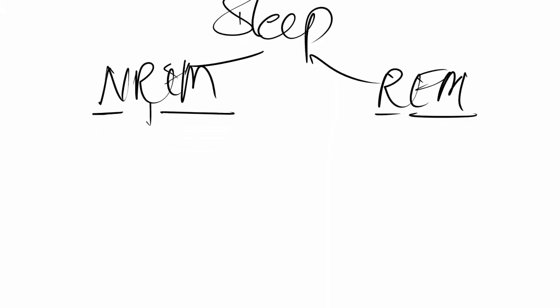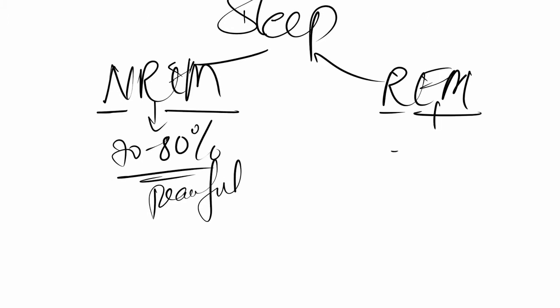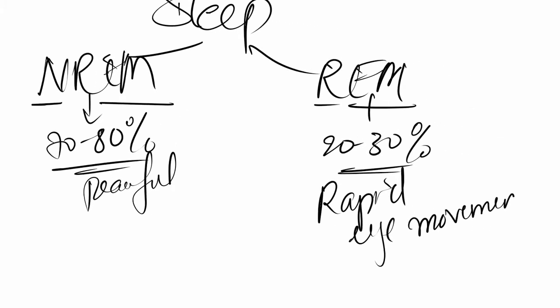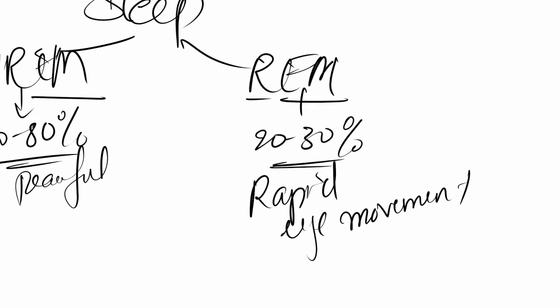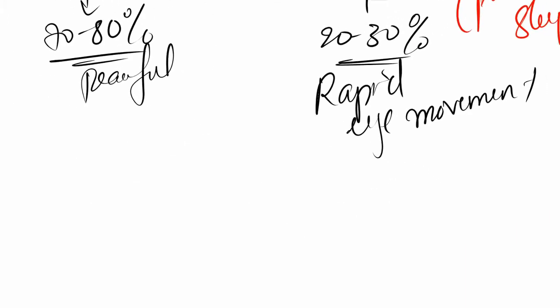Now NREM constitutes 70 to 80% of your sleep and is peaceful. REM only constitutes 20 to 30% of your sleep time, and here you see rapid eye movement. Now though sleep is supposed to be peaceful and a process of rest, you're seeing rapid eye movement. So this is called paradox sleep. REM is also known as paradox sleep because of the rapid eye movement.